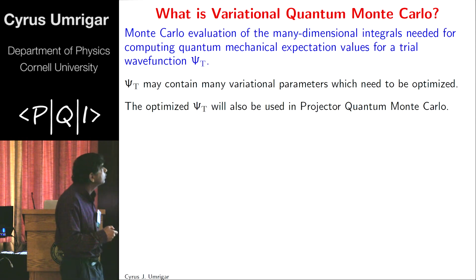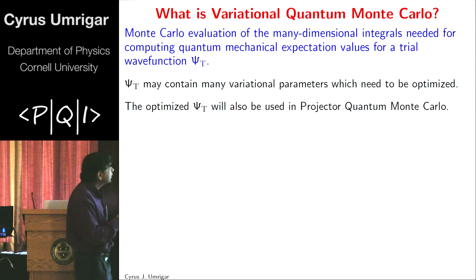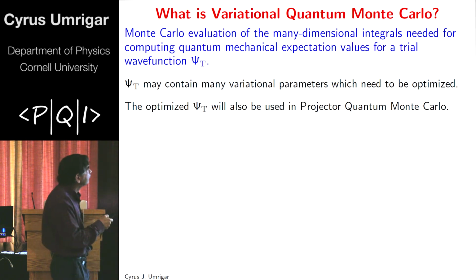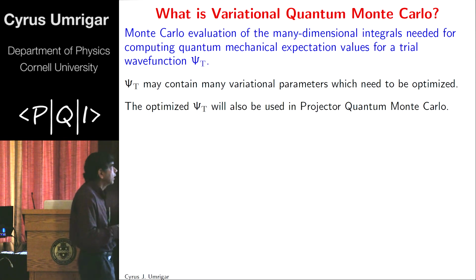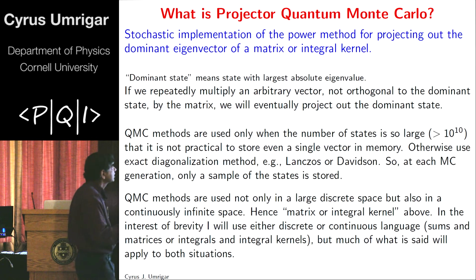And I will be talking about two of them, the variational Monte Carlo and projector quantum Monte Carlo methods. In variational Monte Carlo, all you're using Monte Carlo for is to do the many-dimensional integrals needed for computing quantum mechanical expectation values. The other component is that your trial wave function may contain many variational parameters which need to be optimized. So part of developing variational quantum Monte Carlo is developing robust methods for optimizing many-body wave functions.